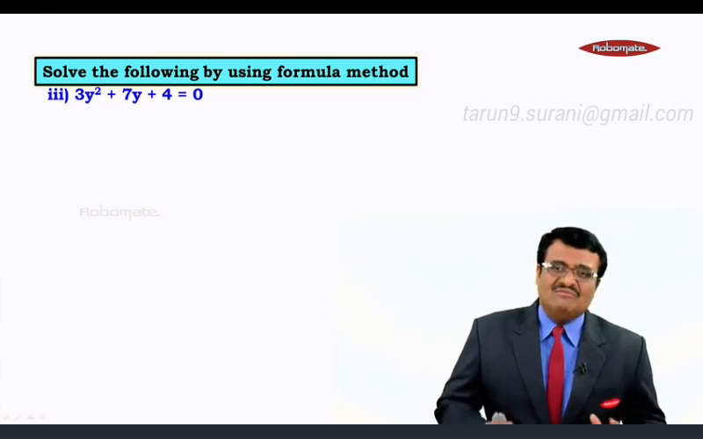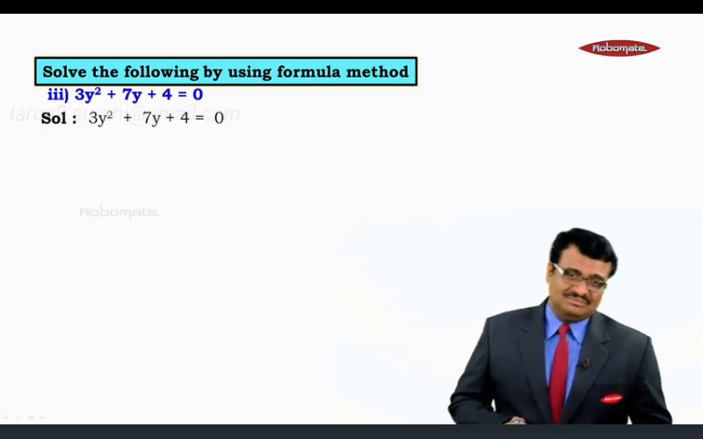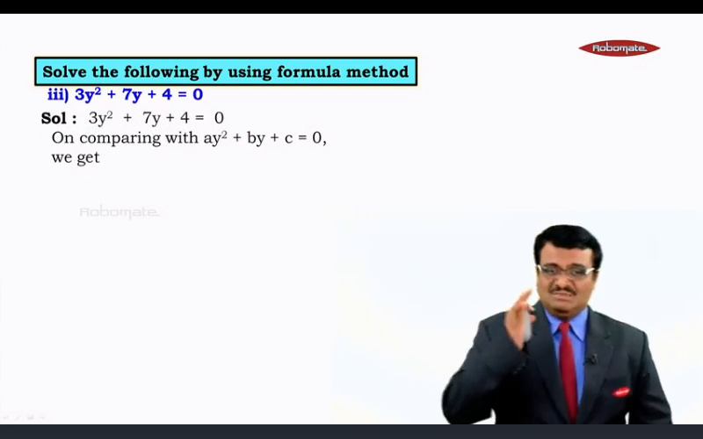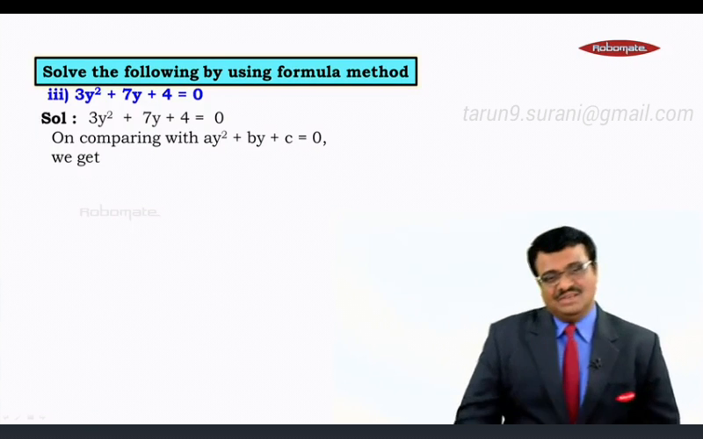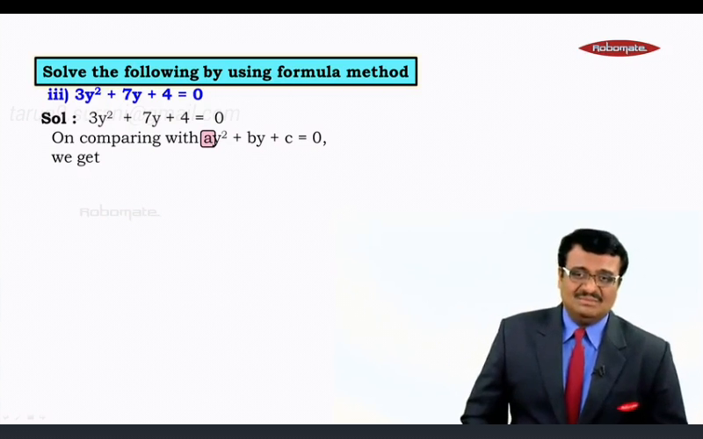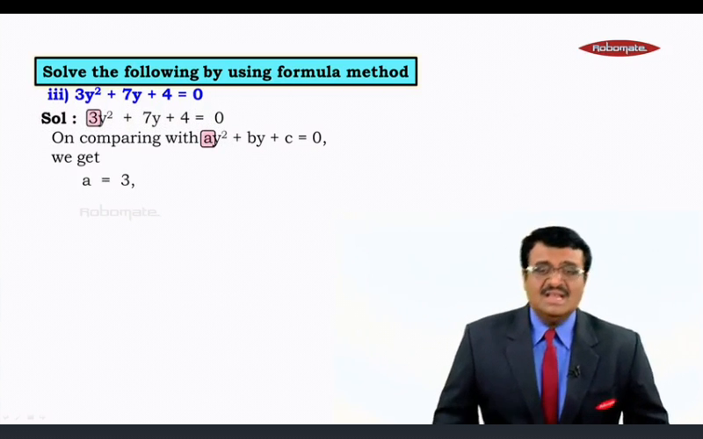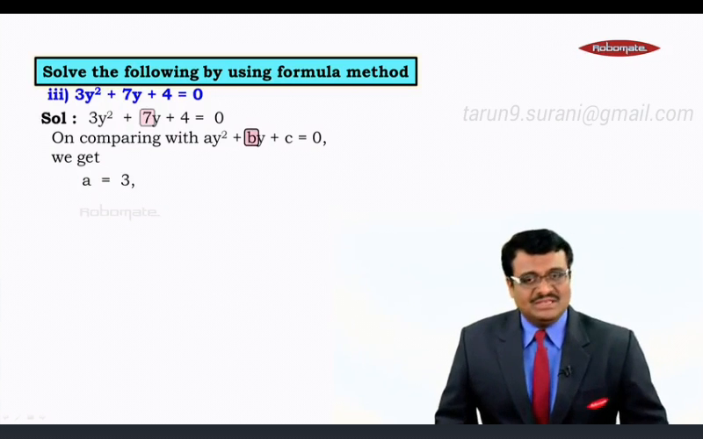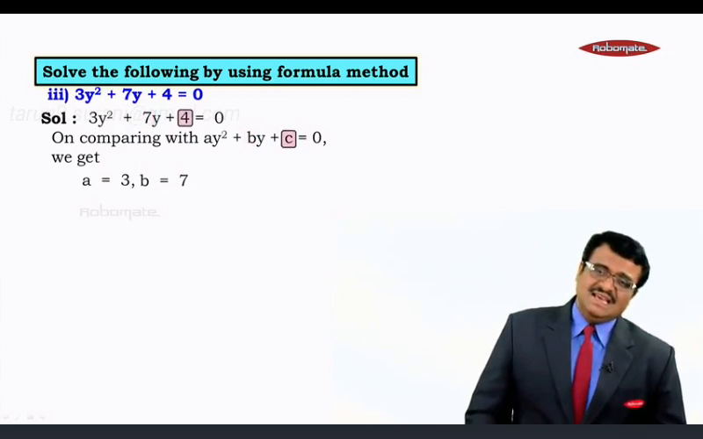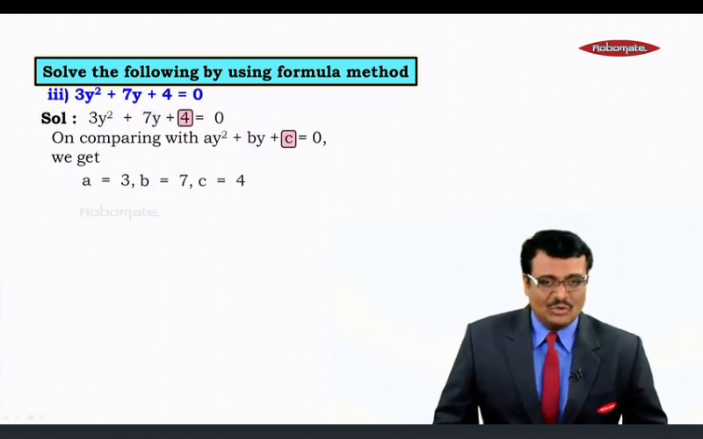And once you are convinced that it is in the standard form, what will you do? Compare it with the standard form. Comparing with the standard form, which is ay square plus by plus c is equal to 0, what do we get? A, it is the first number. What is that? 3, with the sign you should take always. B is the second number from the equation. What is that? With the sign, plus 7, or you can write it as 7. C is the constant term with the sign from the equation. C is equal to 4.